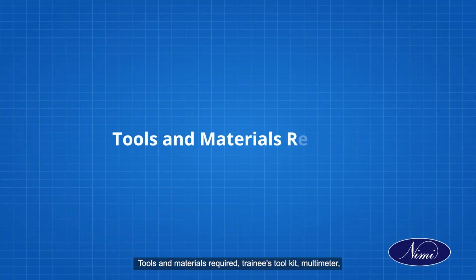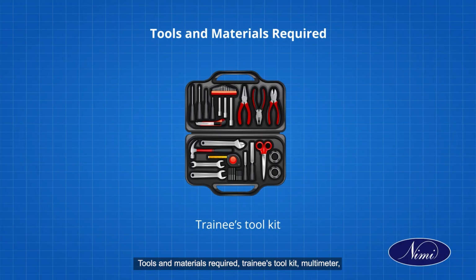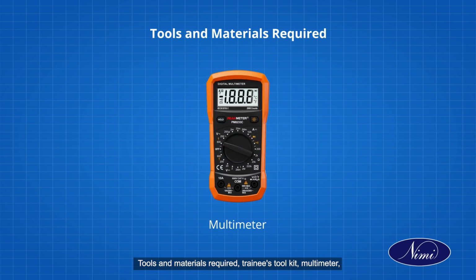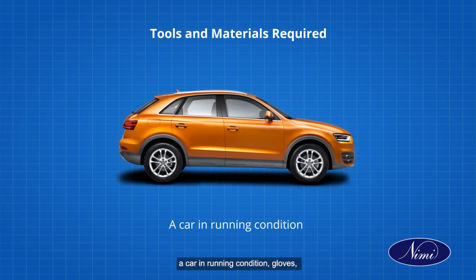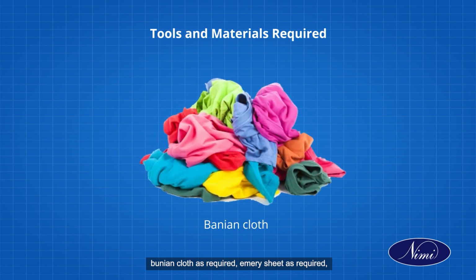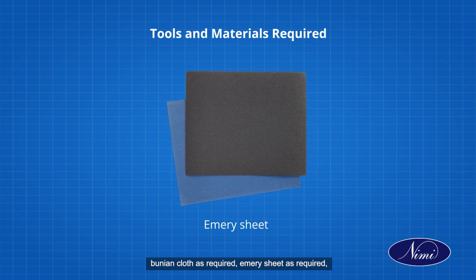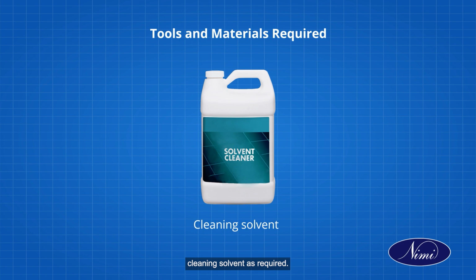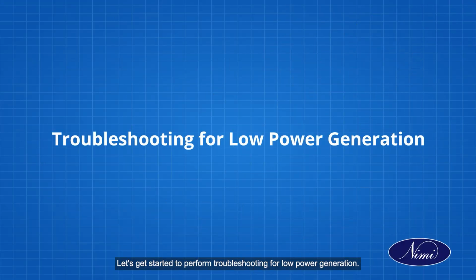Tools and materials required: trainee's toolkit, multimeter, a car in running condition, gloves, bunion cloth as required, emery sheet as required, cleaning solvent as required. Let's get started to perform troubleshooting for low power generation.